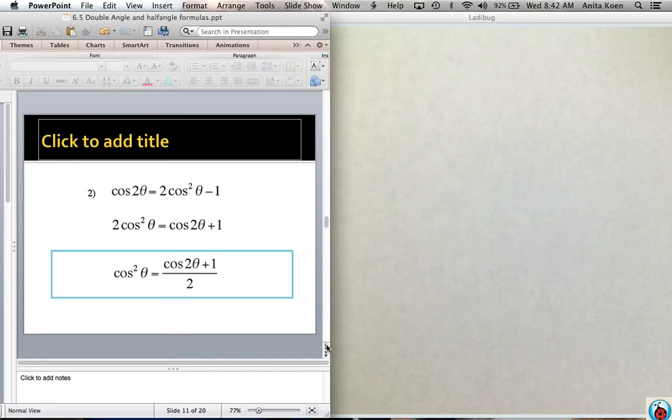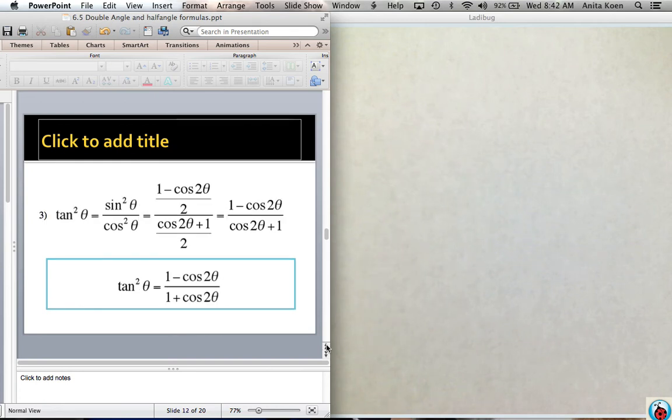Okay. Here's the second one I'd like for you to copy down, discuss it with your table partner, see if you can recognize the algebraic manipulations that we used here, and we'll discuss that in just a little bit. And here is the third one. So pause the video, copy this down, discuss it with your table partner.